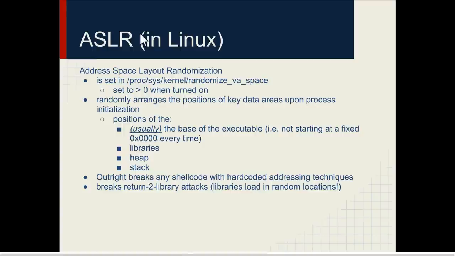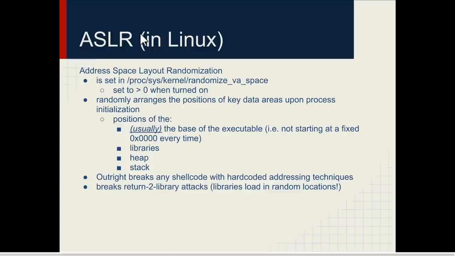Another thing that I've hinted on here and there is something called address space layout randomization. There's a file that's either 0, 1, or 2 in Linux systems located at /proc/sys/kernel and named randomize_va_space. When it's 0, it's disabled, and when it's not 0, it's effectively enabled.